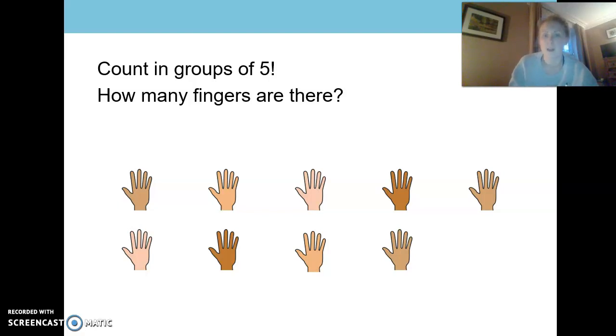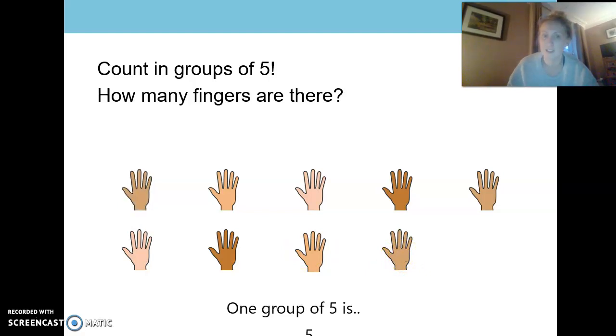Count in groups of 5. How many fingers are that? Oh, let's count in fives to see how many fingers we have got all together. Let's do this together then. 5, 10, 15, 20, 25, 30, 35, 40, 45.